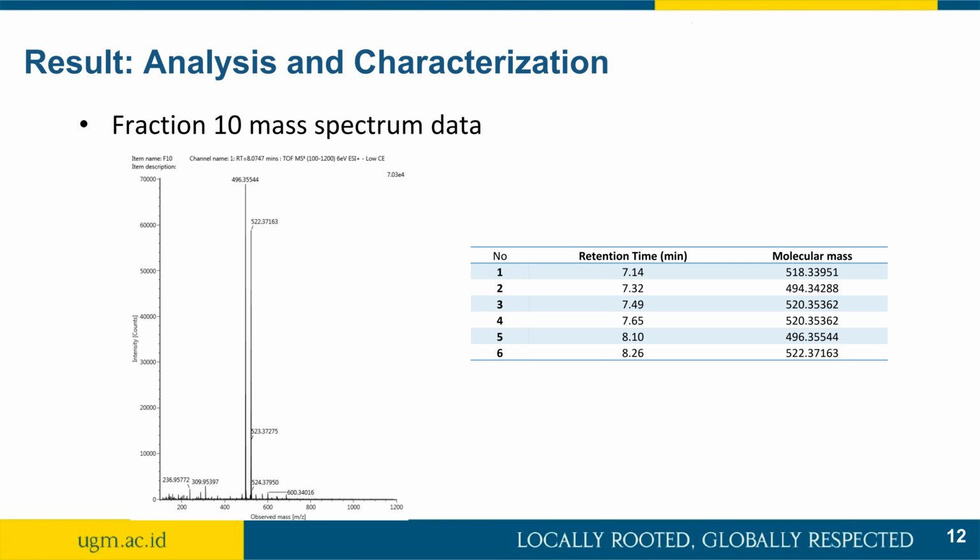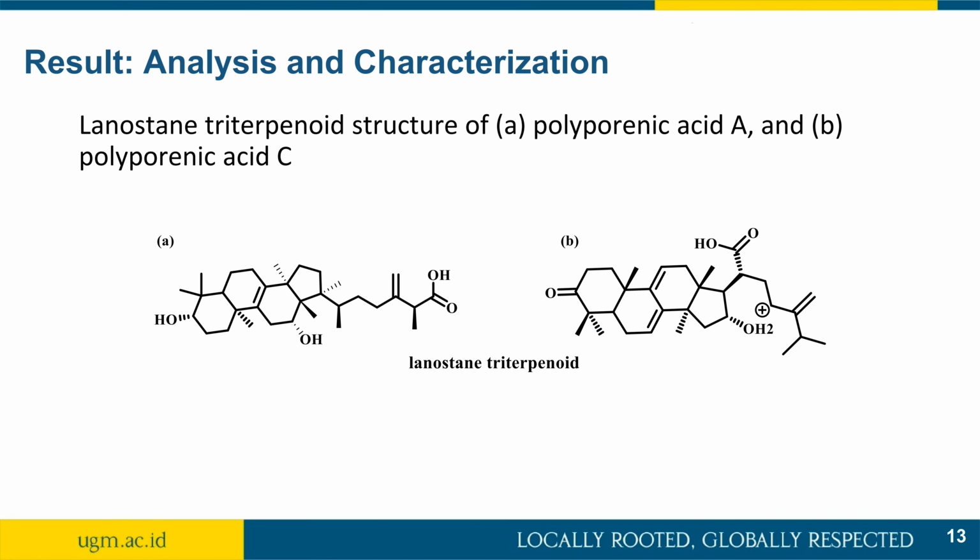The peak at mass-to-charge ratio of 496 is identified as the base peak with the highest intensity, and it is presumed to correspond to a derivative of polyporenic acid A, with a mass-to-charge ratio of 486, or polyporenic acid C, with a mass-to-charge ratio of 483, which is possible with the addition of CH or CH2 groups. A fragmentation pattern for polyporenic acid C with mass-to-charge ratio of 309 was also observed, supporting the assumption that fraction 10 contains a derivative of polyporenic acid.